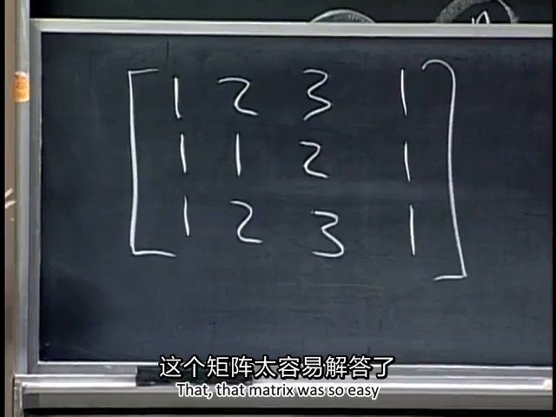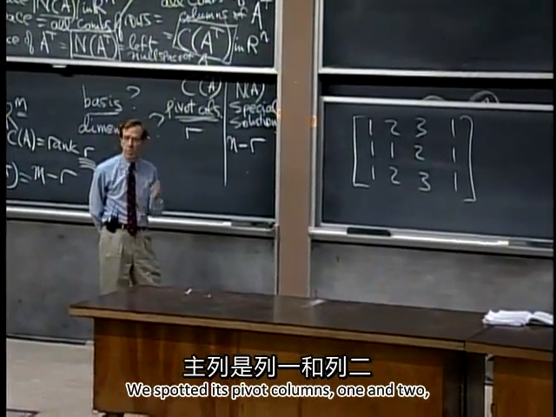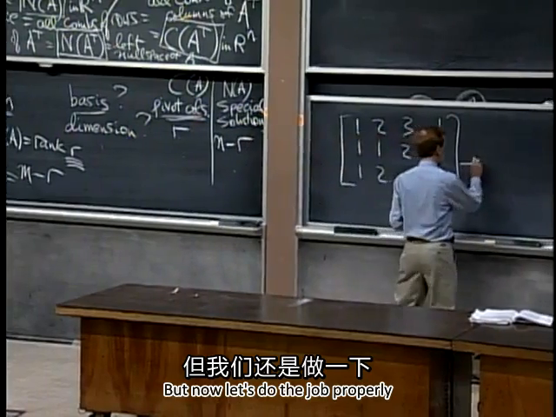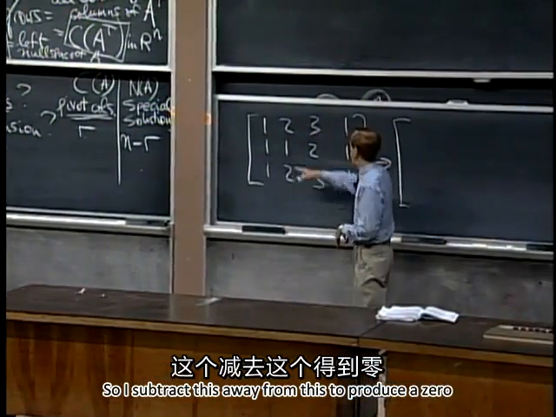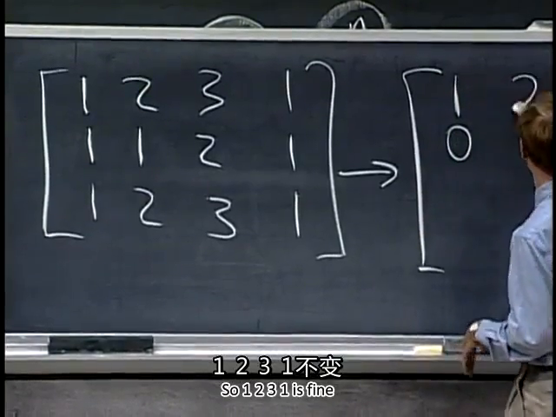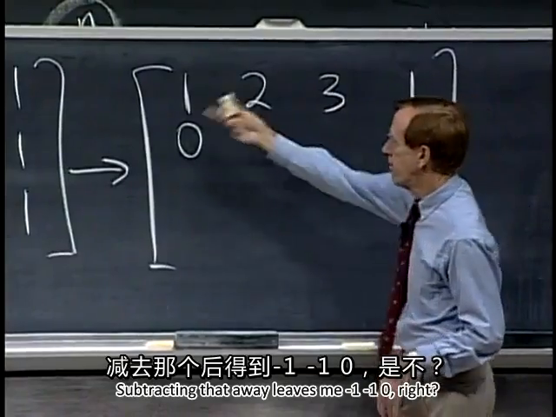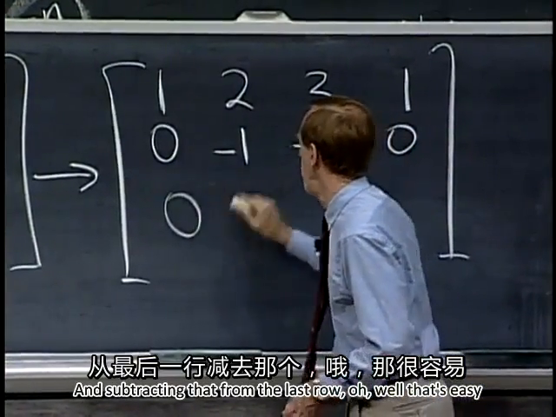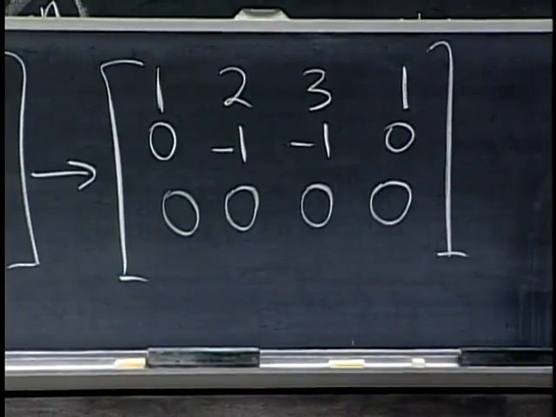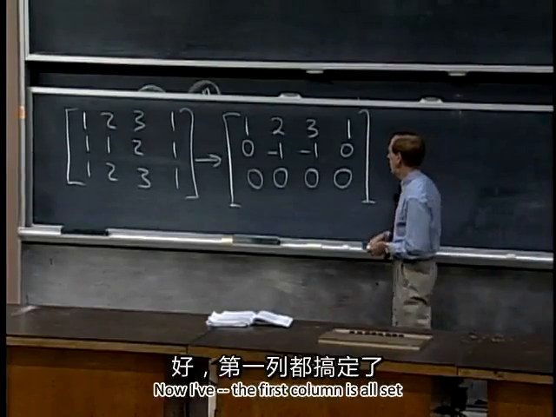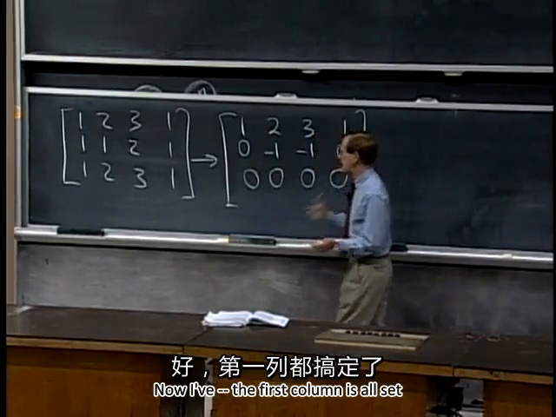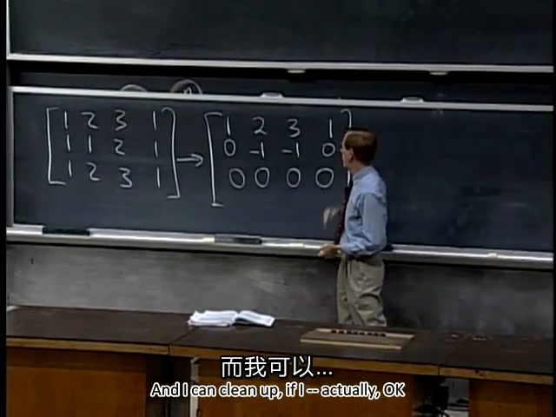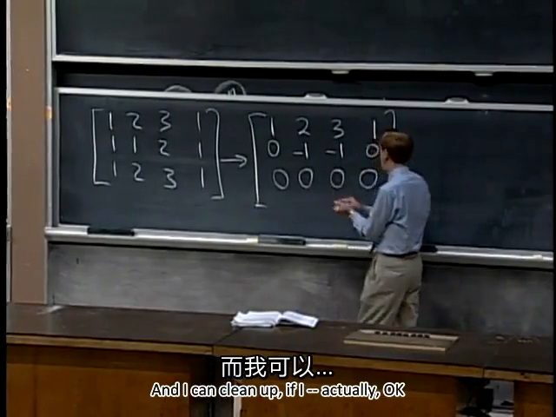Okay. That matrix was so easy, we spotted its pivot columns, 1 and 2, without actually doing row reduction. But now let's do the job properly. So I subtract this away from this to produce a 0. So 1, 2, 3, 1 is fine. Subtracting that away leaves me minus 1, 0, right? And subtracting that from the last row, oh, well, that's easy. Okay, I'm doing row reduction. Now the first column is all set. The second column, I now see the pivot.